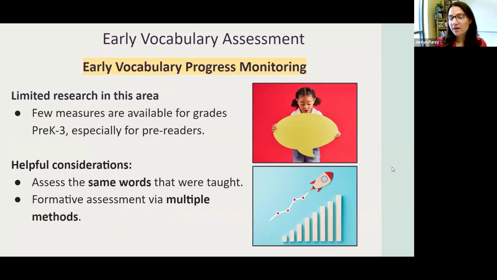When it comes to monitoring the progress of vocabulary, this is probably the area of vocabulary assessment that has the most limited research. If you look on the National Center for Intensive Intervention site and you search for progress monitoring and vocabulary, there are some results, but when you narrow it down to the early grades, there really is very limited and almost no measures that are listed there anyway.